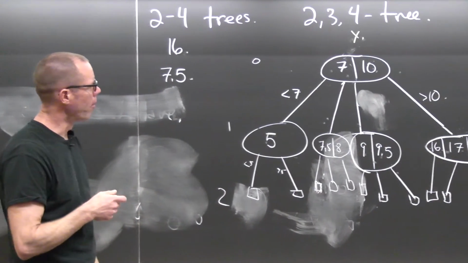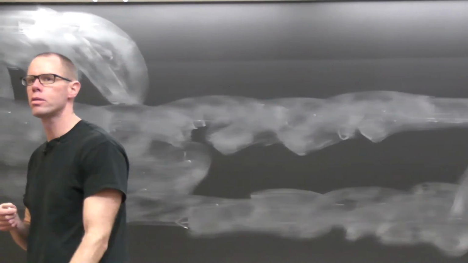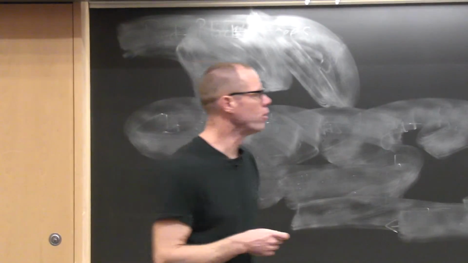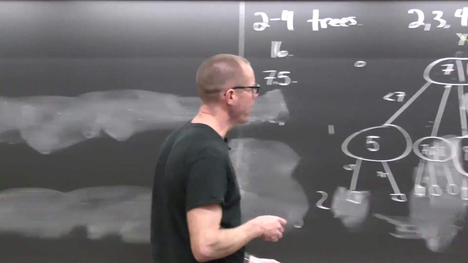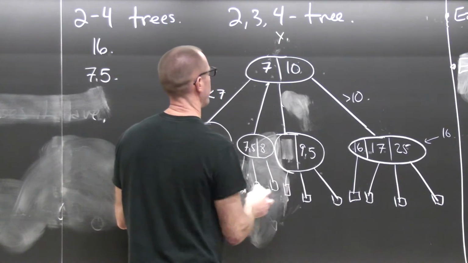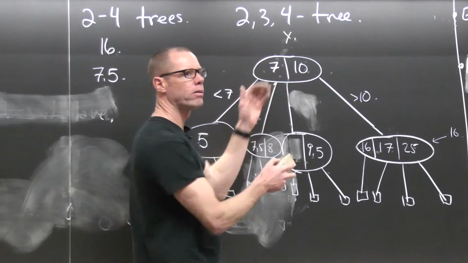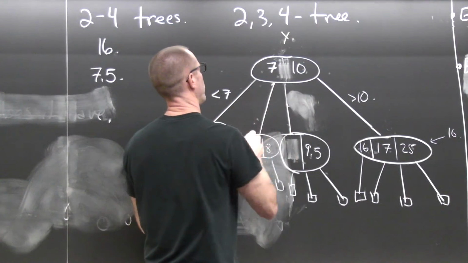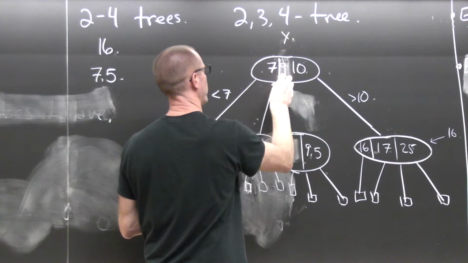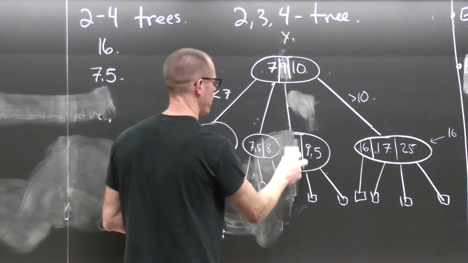And what should we move up? There's 2 choices. Either of them works: 8 or 9. Let's take 9. 9 is between 7 and 10. That's the whole reason we got here. So we put 9 up here. It's gone from there, which means this thing only has 2 children now.